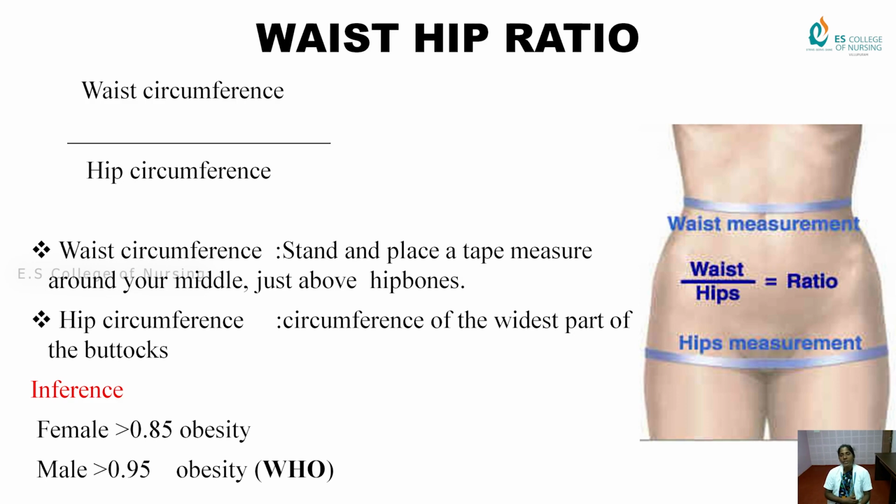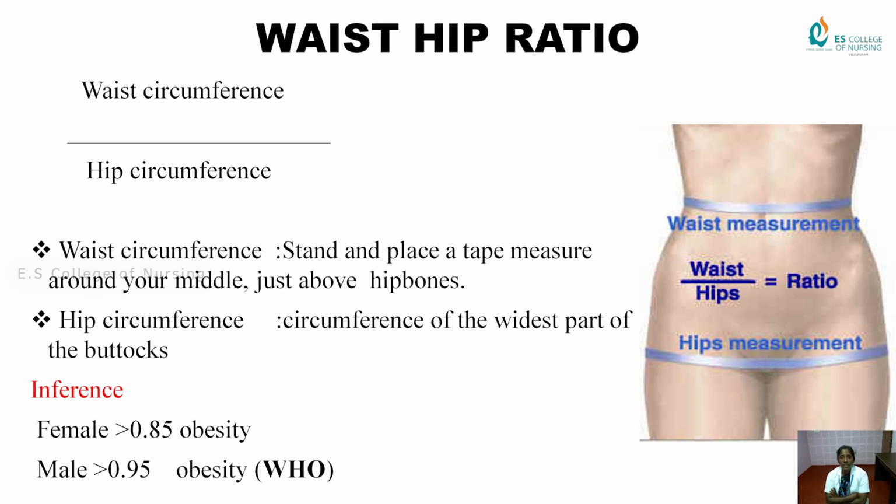Now we are moving on to the waist hip ratio. It is the perfect measurement for measuring central obesity. Some people will have the obesity in the abdomen, so it is called central obesity, where we use this waist hip ratio. By this, we can measure the central obesity. So the formula is waist circumference divided by hip circumference.